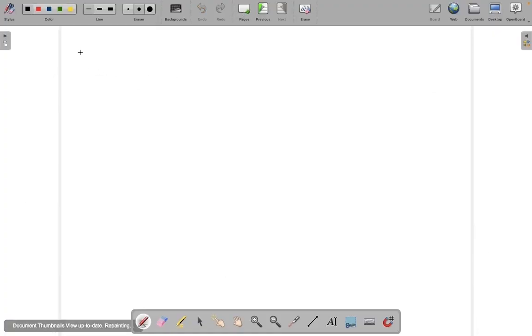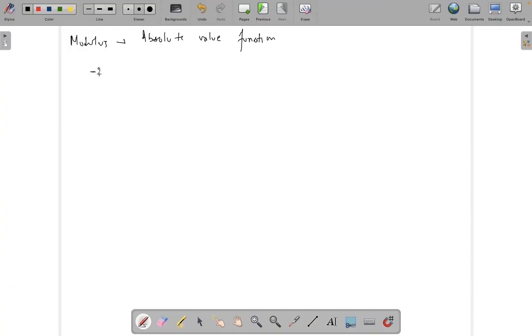Now we have this modulus, right? Modulus is also known as the absolute value function. What is the purpose of modulus? So modulus basically takes the absolute value. Absolute value would mean that, say if you have -2, if you take the modulus of this, this will be +2. If you take the modulus of -3, this will be +3.